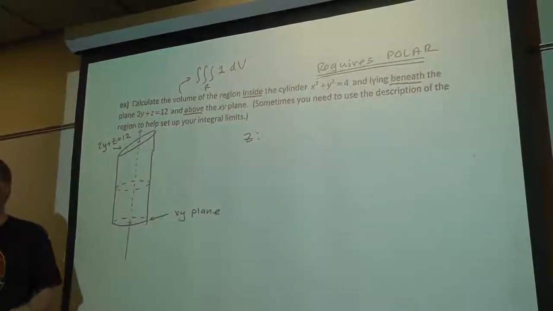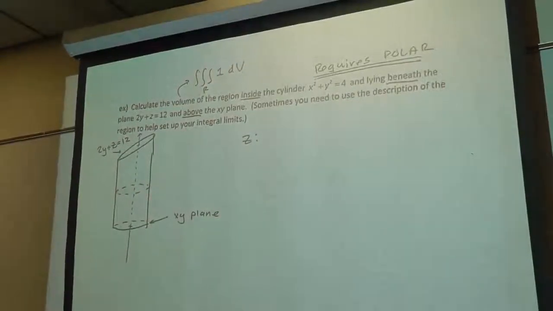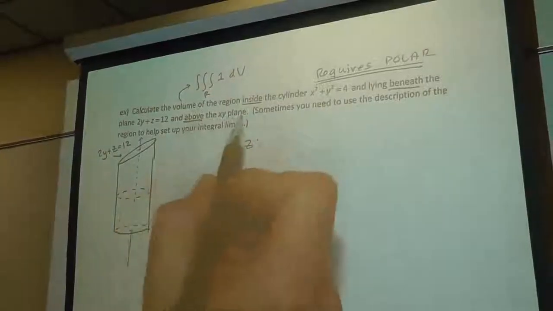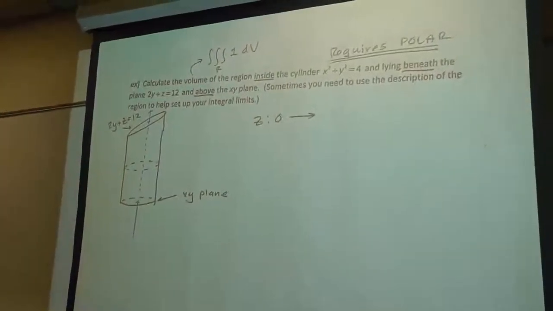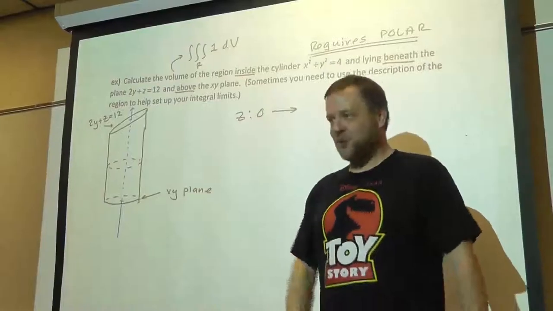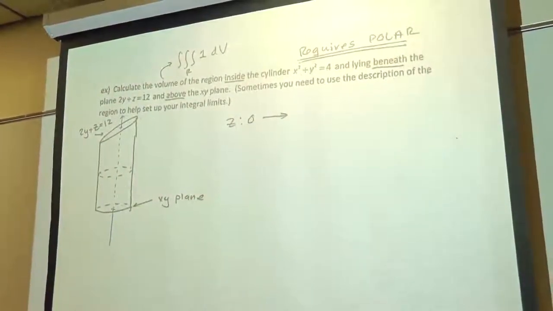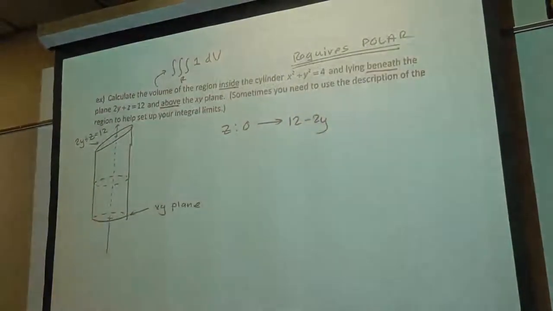So, z's limits can consistently be listed as entering at z equals what? Zero. Zero, because you're above the xy plane. Very important preposition there. But you're beneath this plane. So therefore, z stops where? 12 minus 2y. You have to take the equation, solve it for z, because you're defining z's limit. So that represents your z limits.